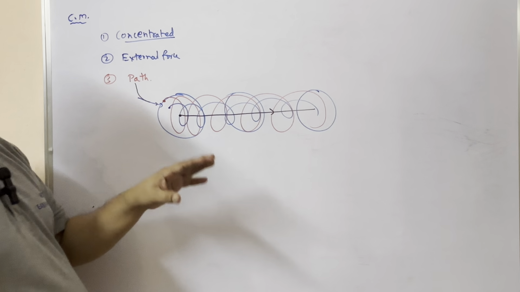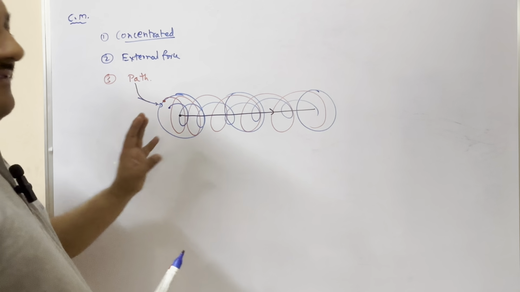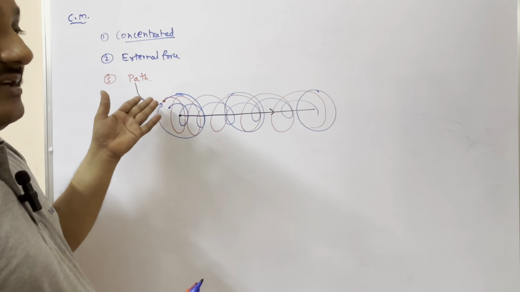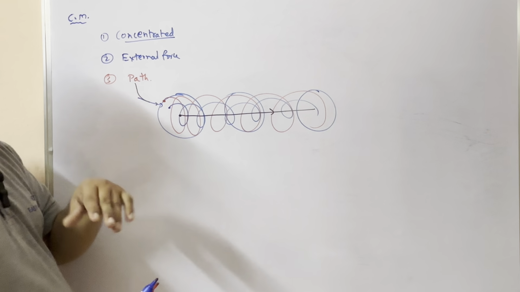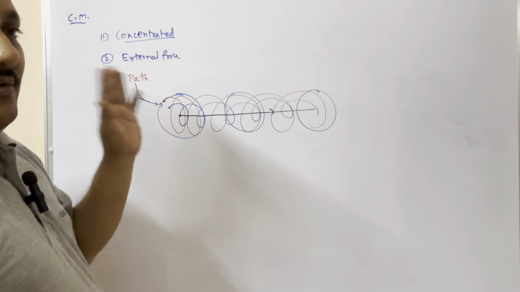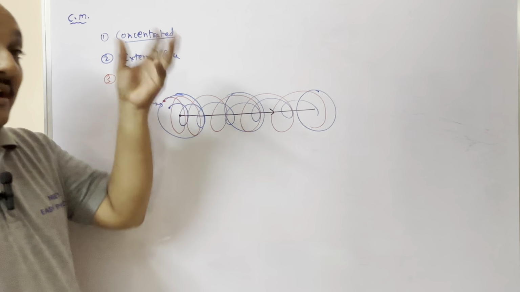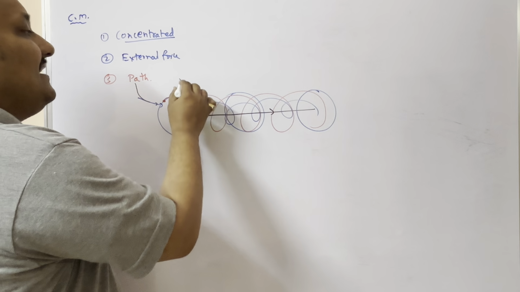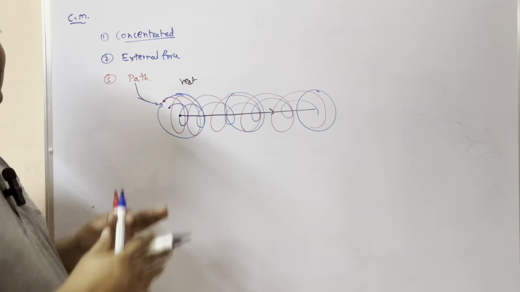In your room, if you switch on the ceiling fan, whenever the ceiling fan is rotating, what is the path followed by the ceiling fan? Is the ceiling fan moving from one room to another room? No, it will be there only. Why? Because its center of mass is at rest position. Therefore, the fan is at rest position.